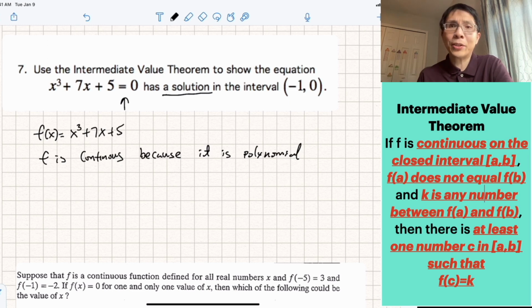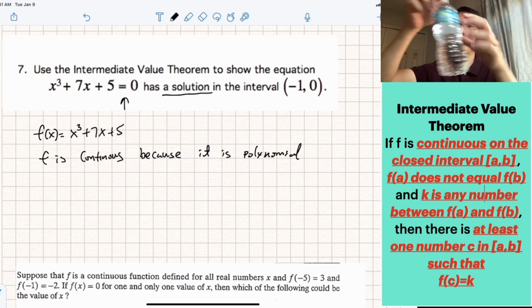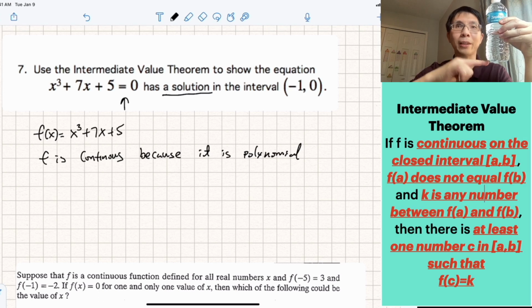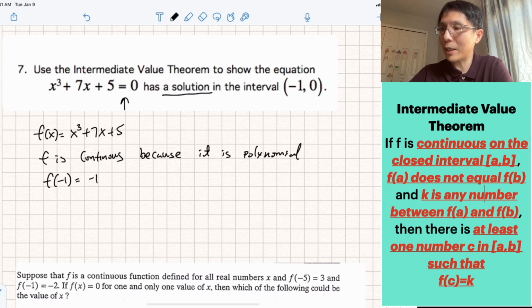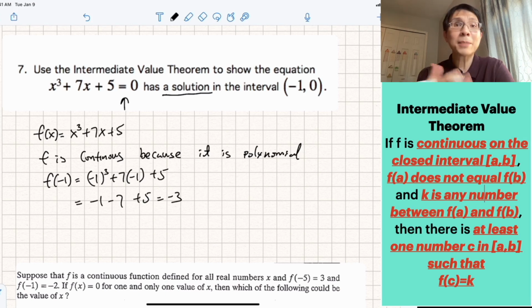The second thing is you have to establish, like this water bottle, that when it's right here and when it's right here, it must go through here. So let's go back and establish that. Let's plug in the endpoints. We plug in -1 because that's one endpoint, so it'll be -1 to the third power plus 7 times -1 plus 5. That's equal to -1 minus 7 plus 5, which is -3. So -3 is below the x-axis. That's the output, below the x-axis.